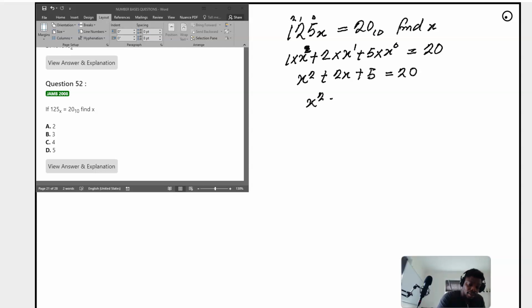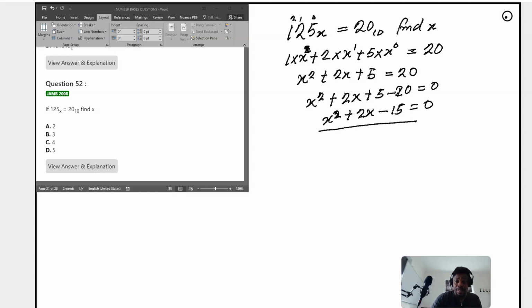Let's bring this 20 here. That is minus 20 is equal to 0. So x squared plus 2x minus 15 is equal to 0. This is a quadratic equation, which is another topic in mathematics. Go check out my quadratic equation video so you have an understanding on how to do this.